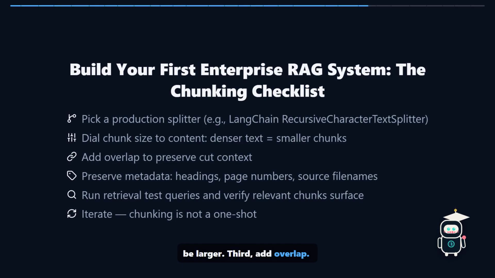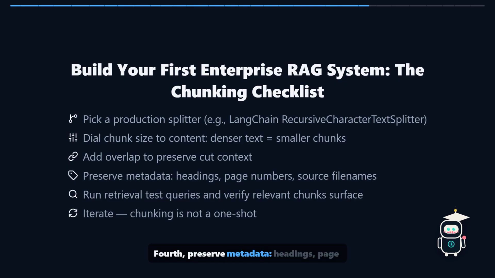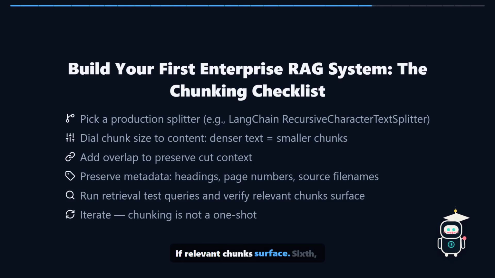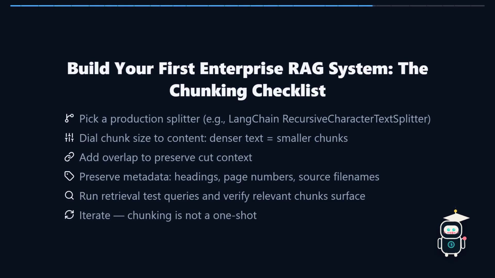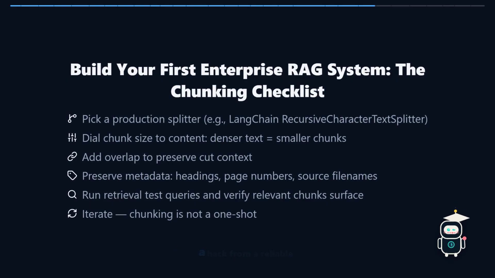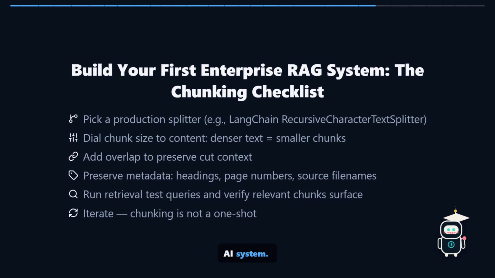Third, add overlap. Fourth, preserve metadata: headings, page numbers, source file names. Fifth, run retrieval test queries and check if relevant chunks surface. Sixth, iterate. Chunking is not a one-shot. This checklist is what separates a hack from a reliable AI system.